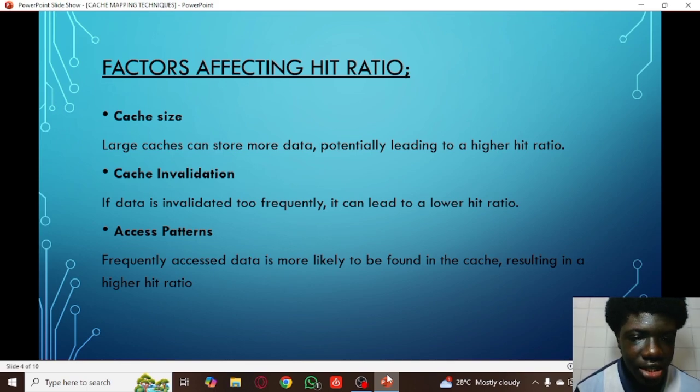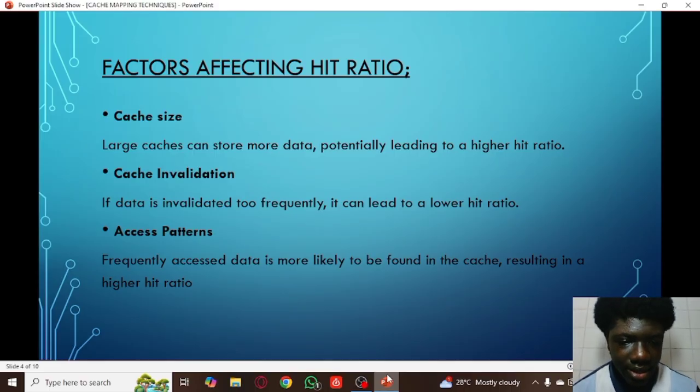2. Cache invalidation. If data is invalidated too frequently, it can lead to a lower hit ratio. How data is updated or removed from the cache is very crucial. 3. Access patterns. Frequently accessed data is more likely to be found in the cache, resulting in a higher hit ratio.